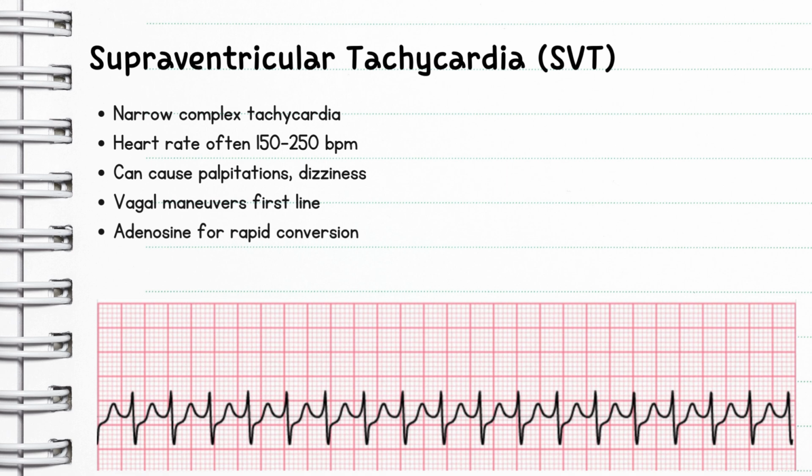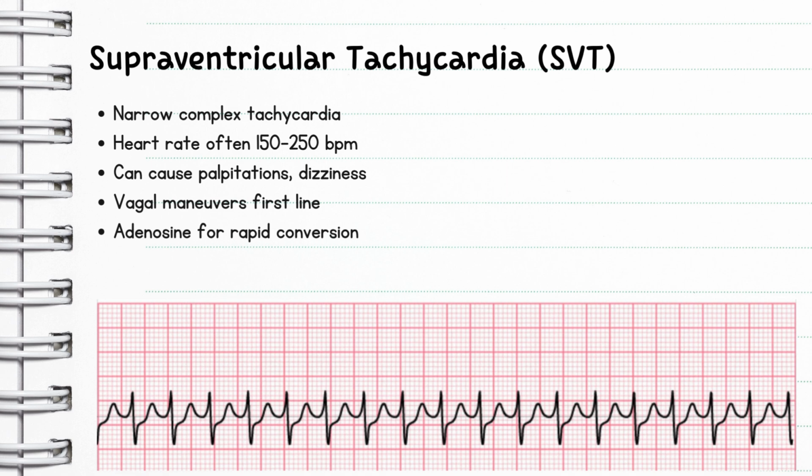So patients are going to complain typically of palpitations, dizziness, shortness of breath, anxiety, chest pain, like they can't catch their breath, those kind of things. So the first line of treatment is often a vagal maneuver because the patient can do that on their own without an IV, without anything. So a vagal maneuver is bearing down, like a Valsalva maneuver.